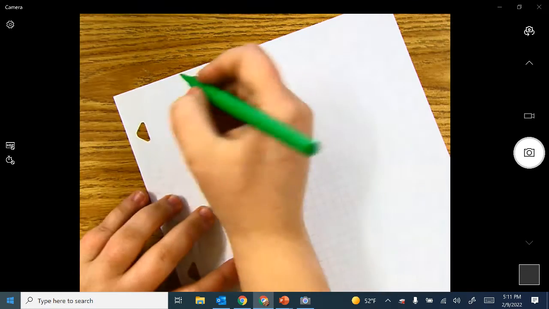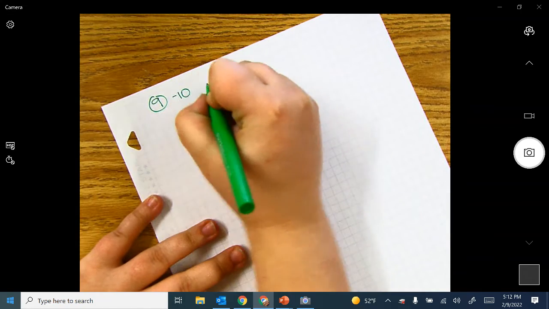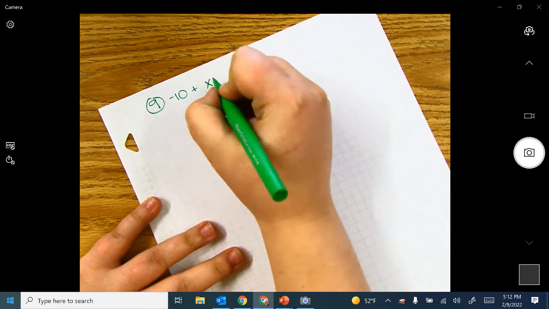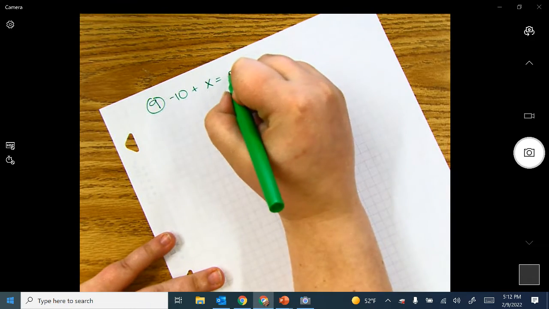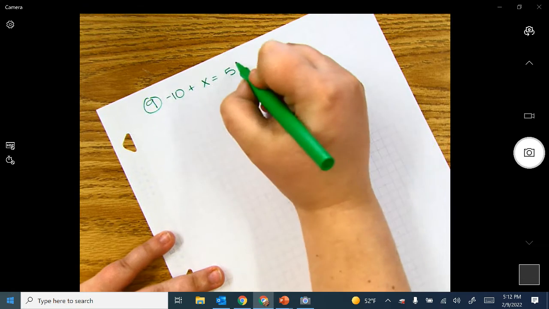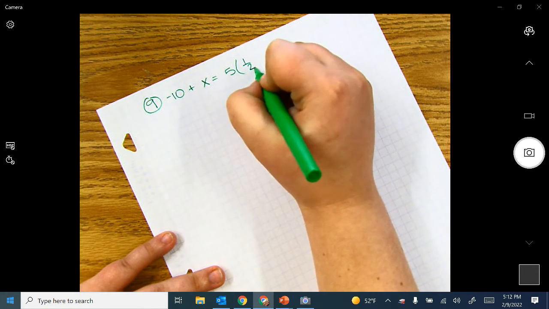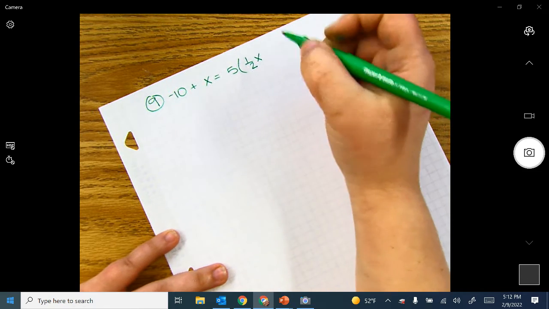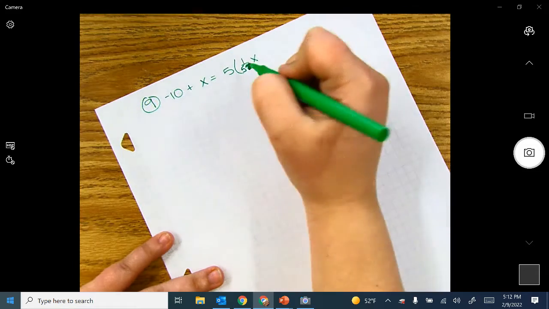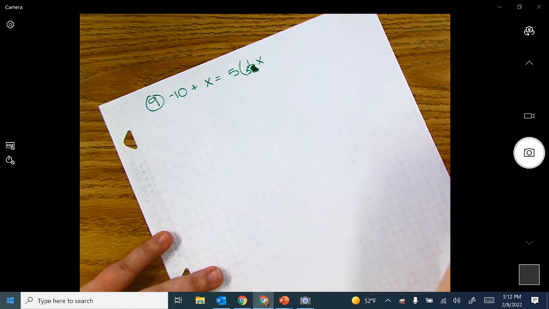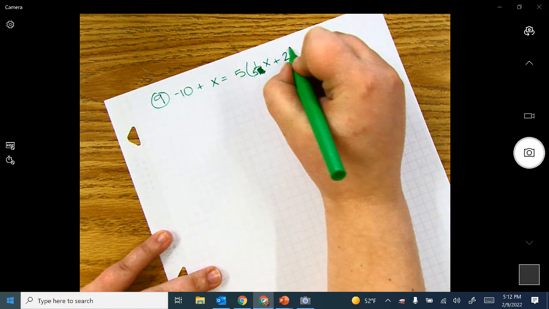Okay, so number 9, we have negative 10 plus x is equal to, that's why they're saying this is a challenge. We get some nice fractions in here. So 5 times the quantity of 1/5. I know how to read. That says 1/5. Okay, so that means nothing. Ignore that. 1/5 x plus 2.